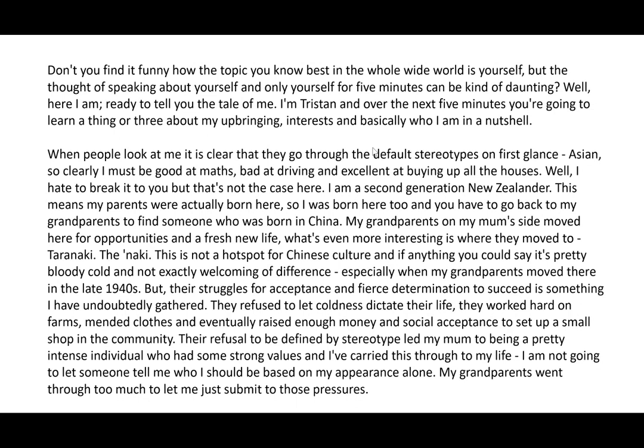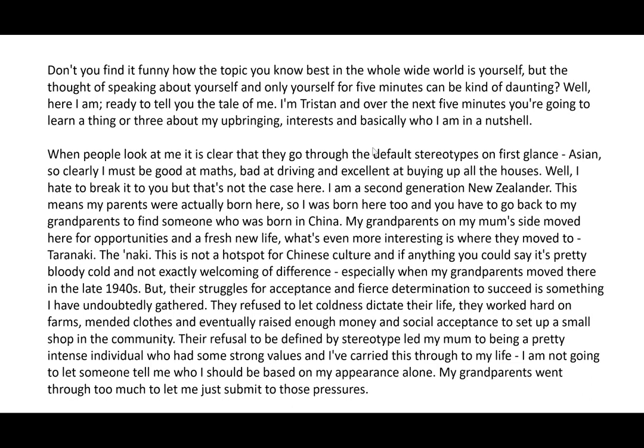But their struggles for acceptance and fierce determination to succeed is something I have undoubtedly gathered. They refused to let coldness dictate their life. They worked hard on farms, mended clothes, and eventually raised enough money and social acceptance to set up a small shop in the community.